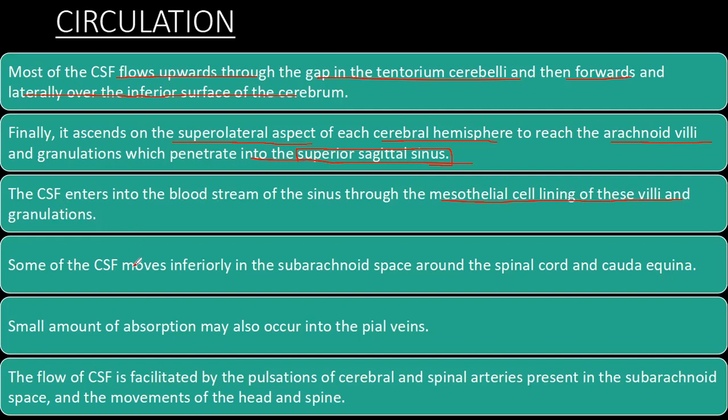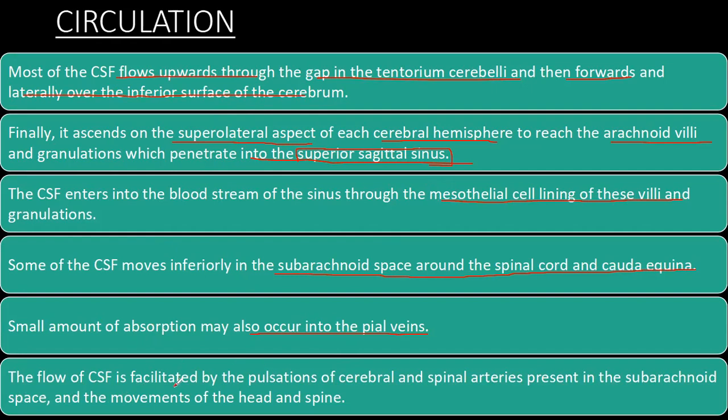However, not all of the CSF will pass superiorly. Some will move inferiorly into the arachnoid space around the spinal cord and the cauda equina. And not all will be absorbed via the arachnoid villi and granulations. Some will be absorbed into the pial veins.